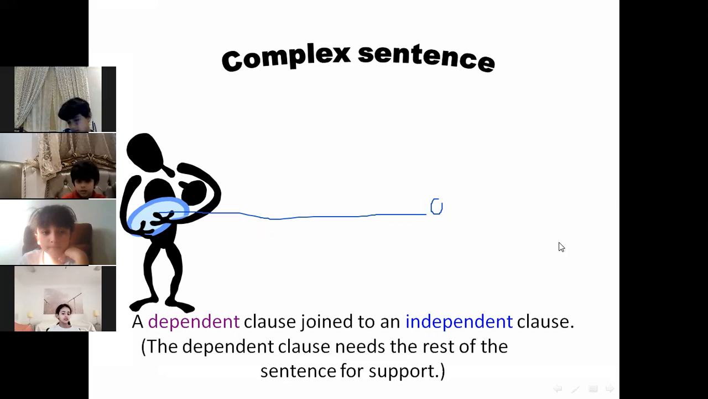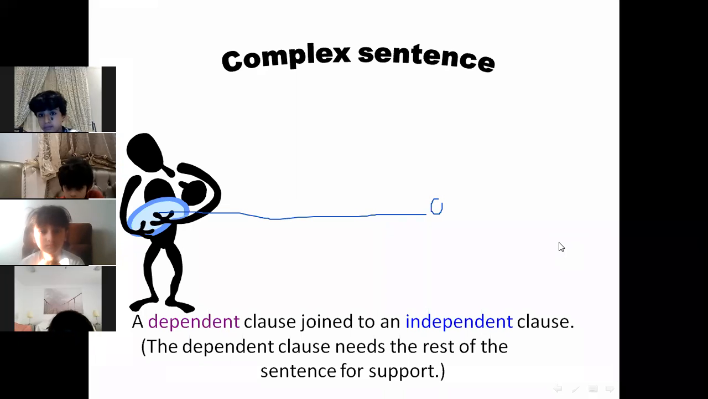Okay? So, again, the clause is a group of words that has a subject and a verb. The independent clause can stand alone as a sentence. The dependent clause cannot stand alone as a sentence. The simple sentence has one independent clause. Concentrate. The compound sentence has two independent clauses. Concentrate, grade 3. There is a lot of information today.